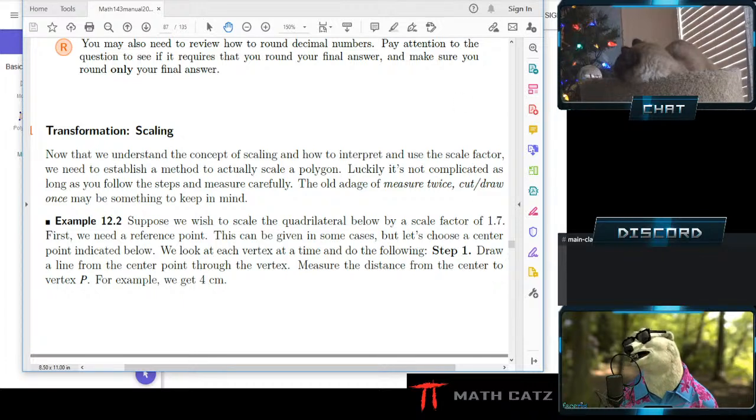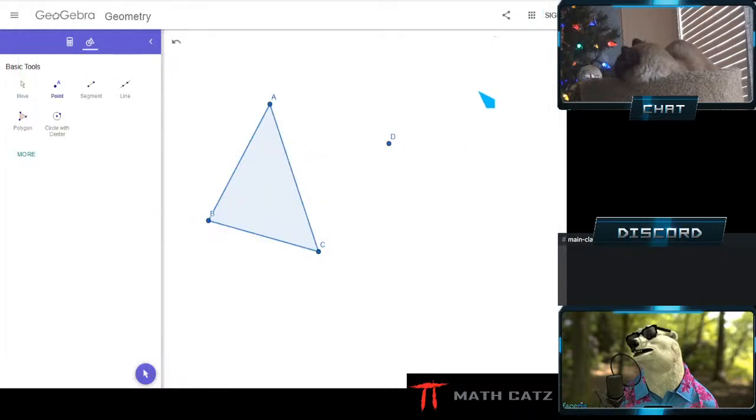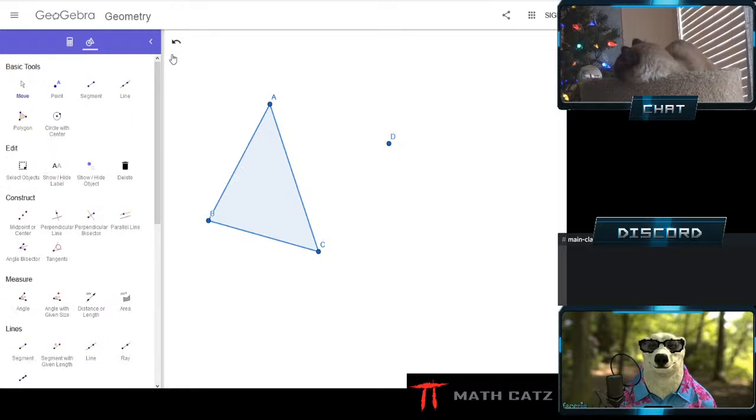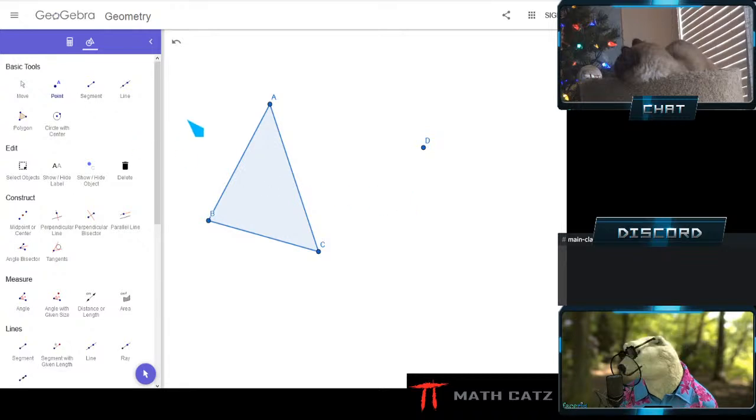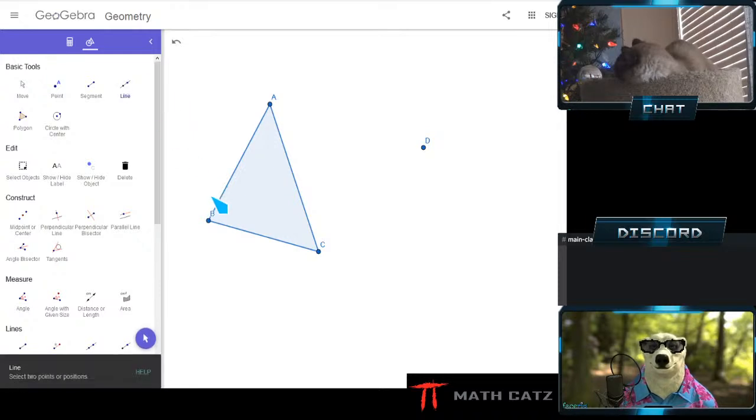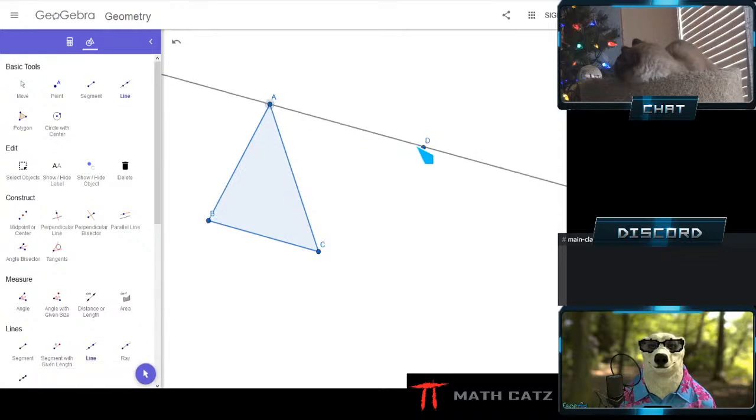So I have to remember 1.7. Okay. That's going to tell me how everything is going to enlarge. Let's move my point out a little bit further. Doesn't really matter. Let's put it over there. It's fine. Okay. So what I am going to do is make a line. I can make it through each of the points to the center. I'll call this the center point because it's going to be the center of the new shape.